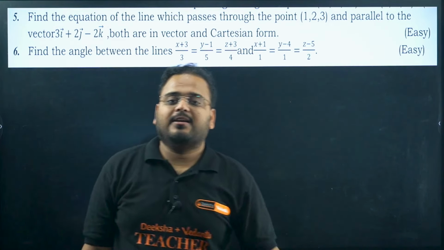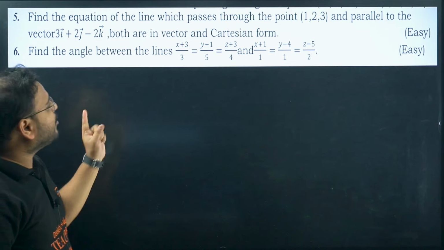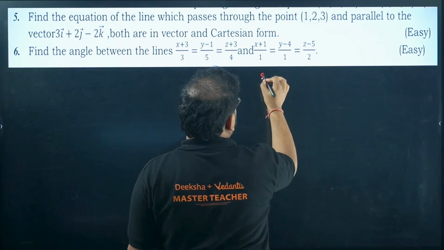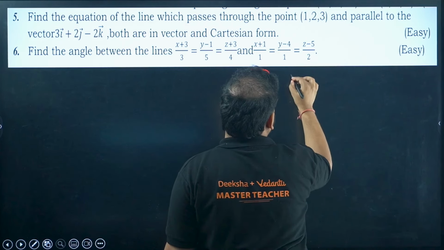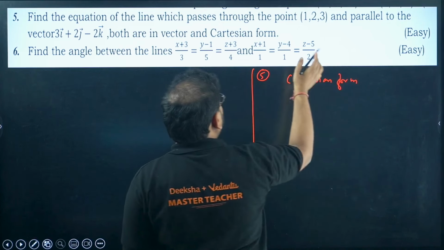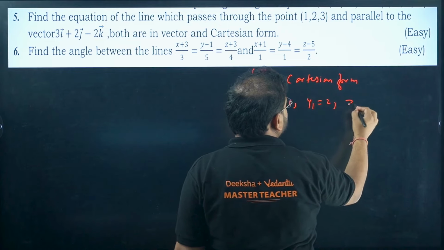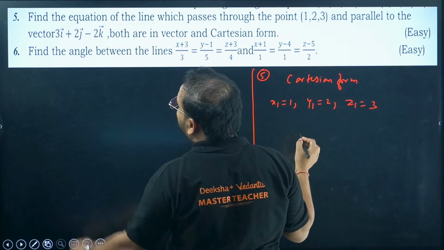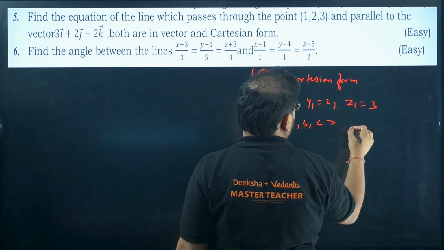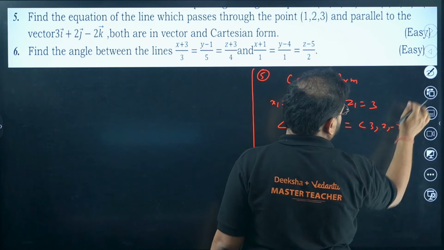Next one. Find the equation of the line which passes through the point 1, 2, 3 and is parallel to the vector, in both vector and Cartesian form. Let's try the Cartesian form first. For question number 5, Cartesian form first. Passing through this point means your x1 is 1, y1 is 2, and z1 is 3. And the values of A, B, and C are 3, 2, and minus 2.